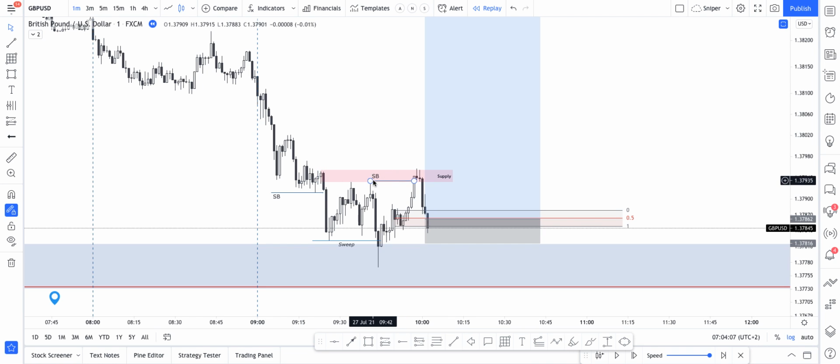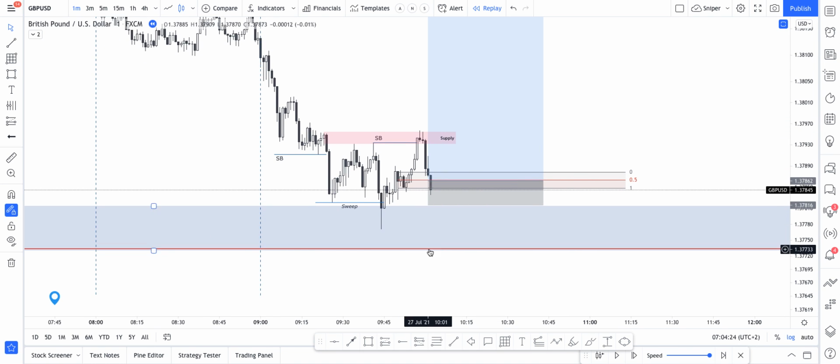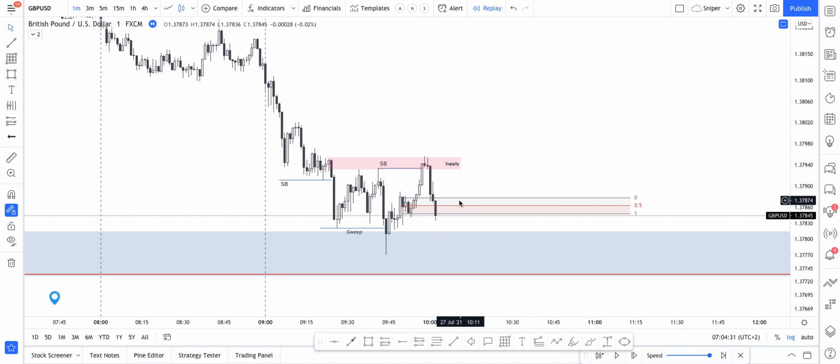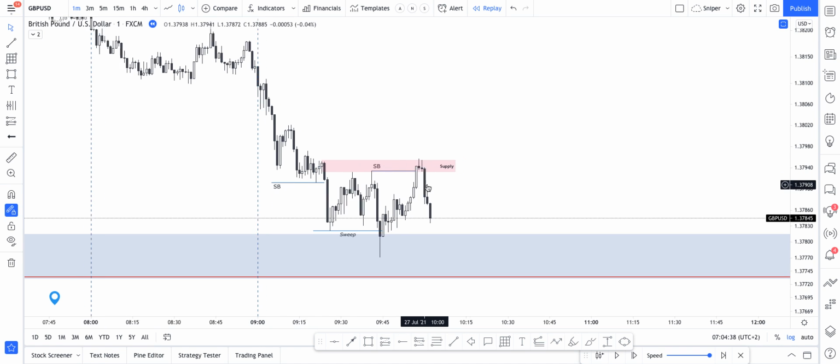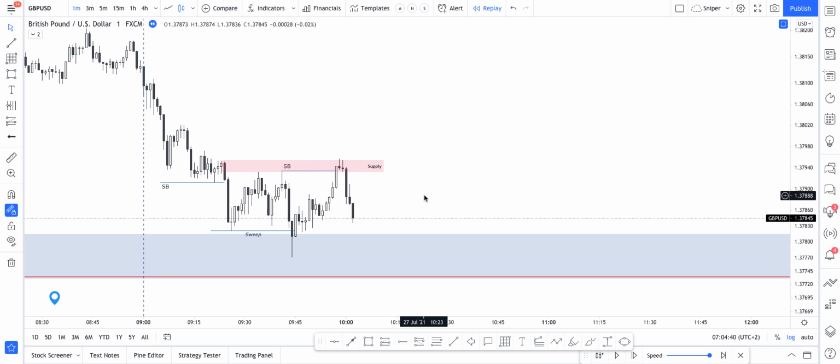So basically, this structure break does not count, because it's in a supply area. So if we react off this area, it's most probably that price is just going to be going lower. And if price is going to go lower, it's most probably going to still sweep the New York low that we have over here, this red line. So we can't take a trade here because the battle between supply and demand is still underway. And we can see that the supply is still winning. We're still seeing price making stronger moves towards the downside.